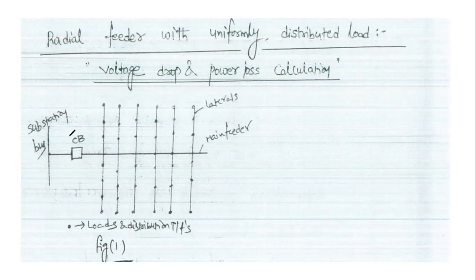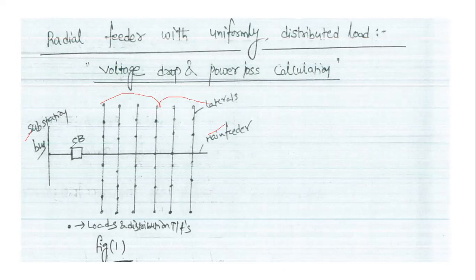Next coming to the radial feeder. This is the feeder line. This is the main feeder. This is the main feeder line, this is the circuit breaker, and this is the substation. These are all the laterals. Laterals means the loads, the load points. This dotted line indicates the load points. This load is uniformly distributed. We are assuming the uniformly distributed load.